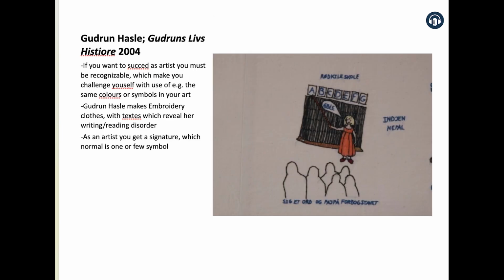And here we look at Gudrun Haslen, Gudrun's Livs Historie from 2004, Gudrun's life's history. If you want to succeed as an artist, you must be recognizable, which makes you challenge yourself with the use of e.g. the same colors or symbols in your art. Gudrun Haslen makes embroidered clothes with textures which reveal her writing and reading disorder. As an artist, you get a signature, which normally is one of few symbols.